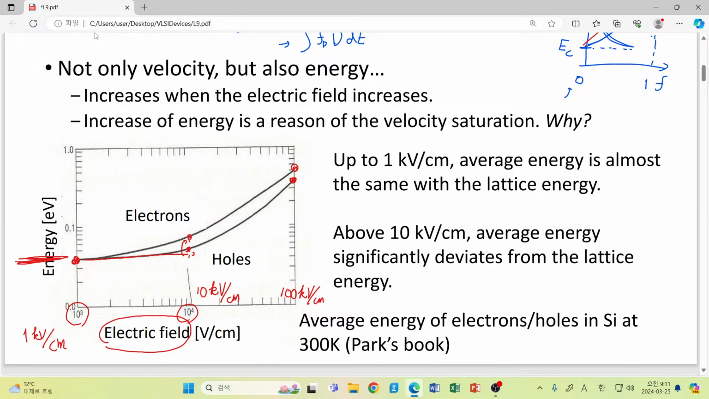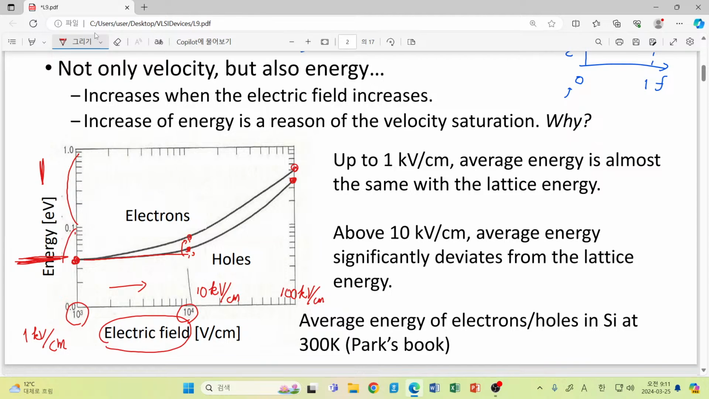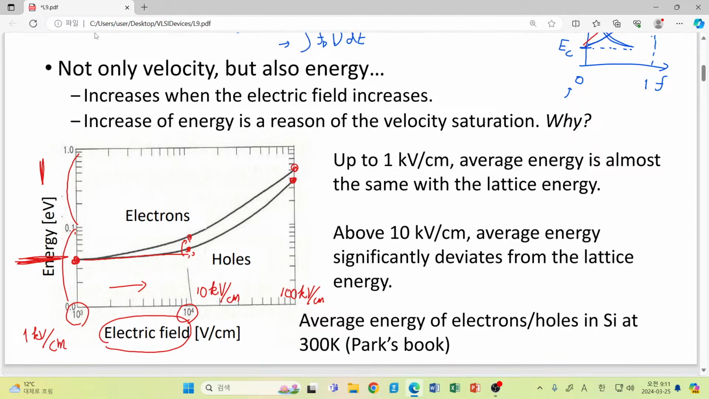Please note that this x-axis, the lateral axis, is written in logarithmic scale, and this y-axis, the vertical axis, is also written in logarithmic scale. So here we have a 10 times difference, and here we also have a 10 times difference. So it is quite a significant increase of our electron energy.